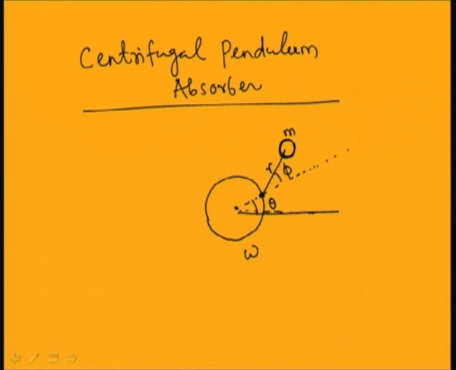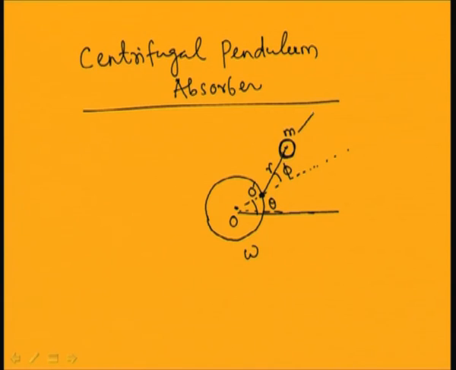So, I can find the force of this pendulum. The force of the pendulum can be obtained by finding the acceleration of the pendulum. The acceleration of this pendulum equals the acceleration of point O dash, where let this be the origin O and O dash is the point at which this pendulum is attached. So, the acceleration of mass m can be written as the acceleration of point O dash plus the acceleration of m with respect to O dash.